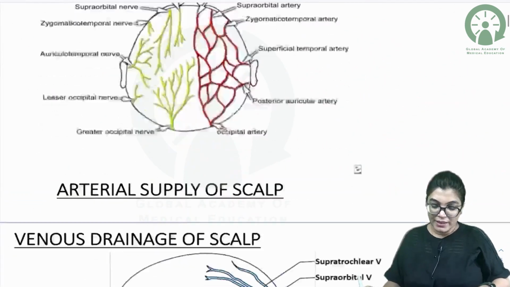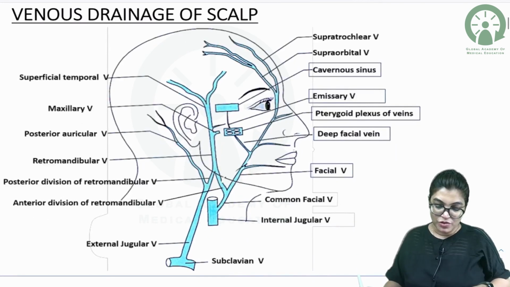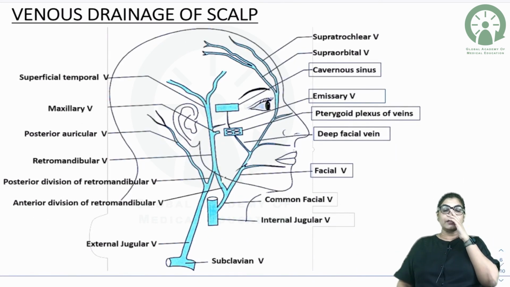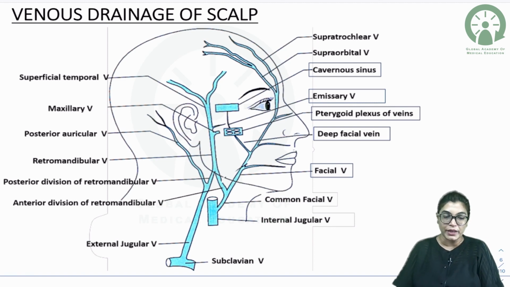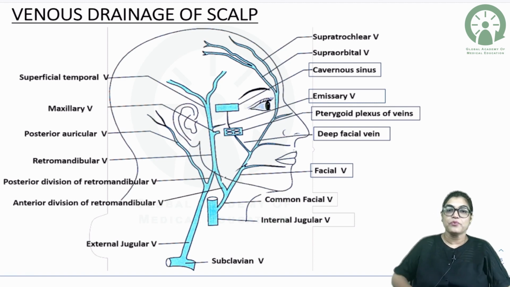Done. Now, my dear aspirants, let's talk about the venous drainage of the scalp and the face. So, in this diagram, we can understand the venous drainage of scalp and face. I would like to explain it, which can be easily explained with the help of this image. Actually, the most important vein, or the largest vein of the face, is the facial vein.